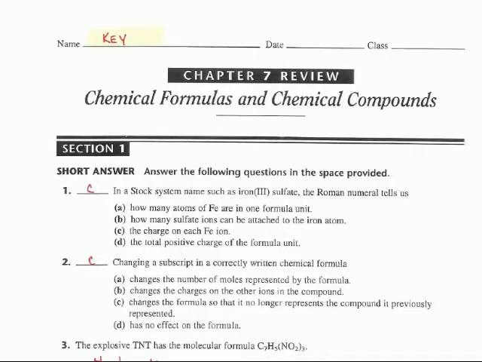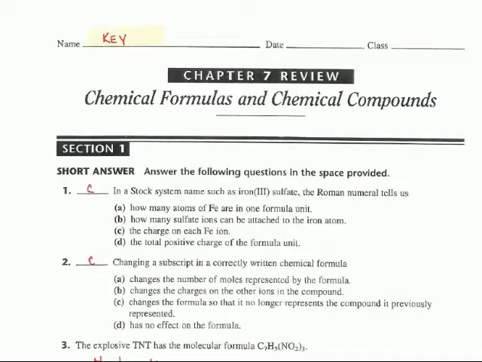Number 2, changing a subscript in a correctly written chemical formula, C, changes the formula so that it no longer represents the compound it previously represented. Now, I'm really hoping that you didn't even think D was a potential answer, because it most definitely does have effect. When you change the subscripts on something, you are changing things significantly. Causes a chain reaction of other things you have to change in that formula.